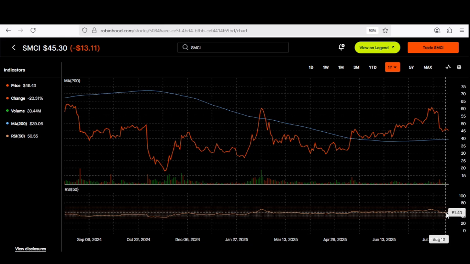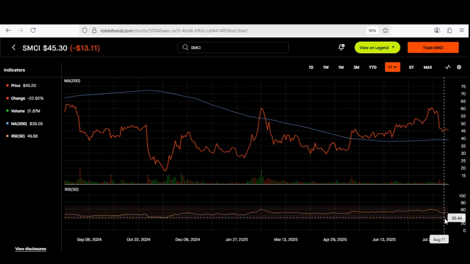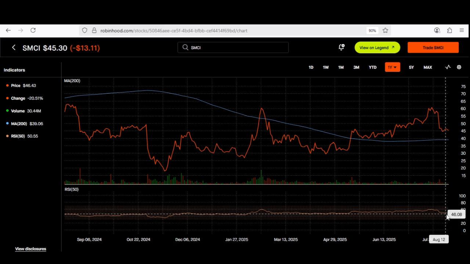Now, vice versa, when you go below the 50, so imagine this, the 50 is the medium mark. When the RSI starts going below 50, the closer you get to the 30 mark, that tells you that the stock is now being oversold. So depending on the option strategy you want to use, you could use the RSI, either the top of the 50 or the bottom of the 50.